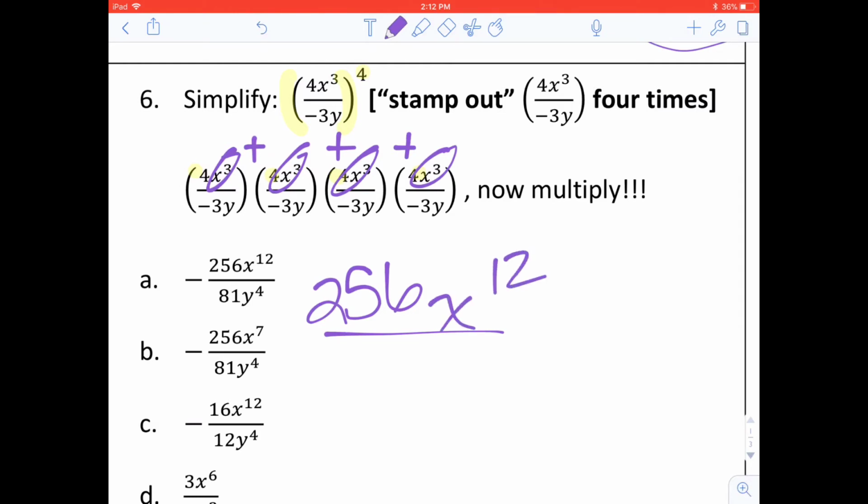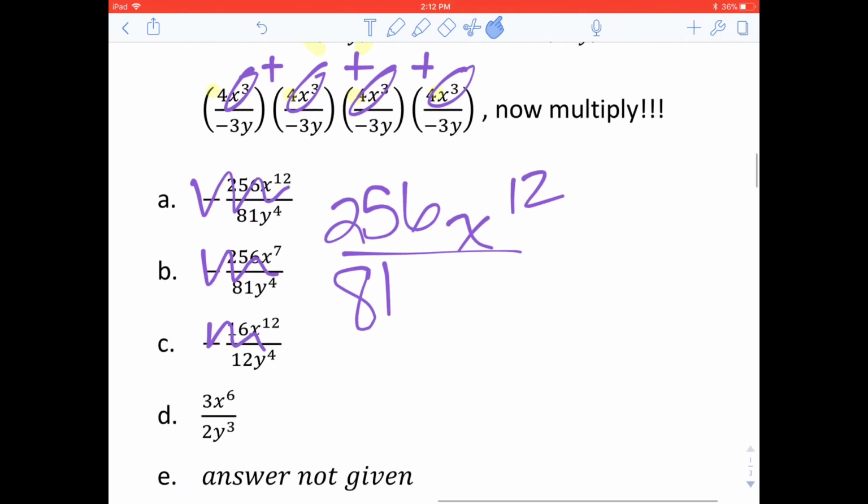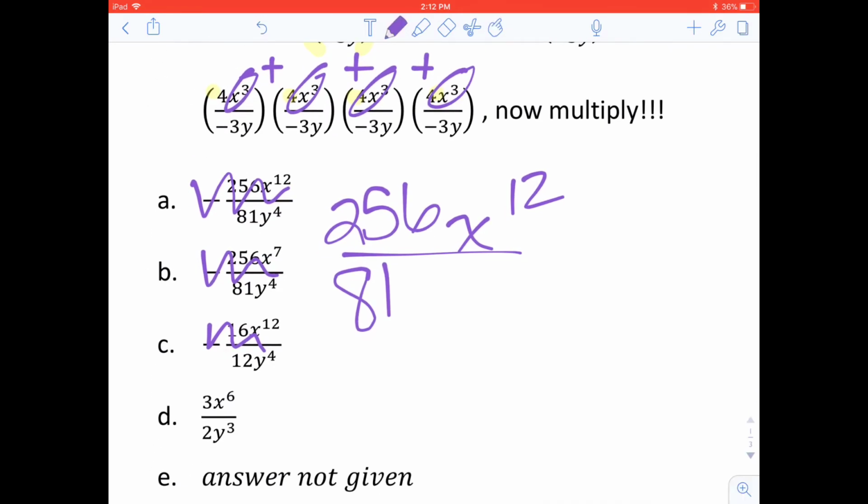Now we need to work on the bottom. We need to do negative 3 times negative 3 times negative 3 times negative 3. And when you do that, you are noticing that you're also going to get a positive number of 81. And if I have a positive number divided by a positive number, it is impossible at this point to say that we have a negative fraction. And then let's multiply our y's. y1, y1, y1, y1. That'd be y to the 4th.